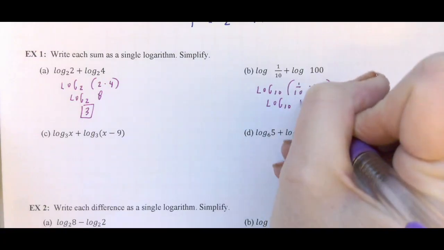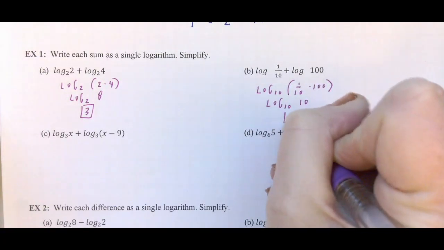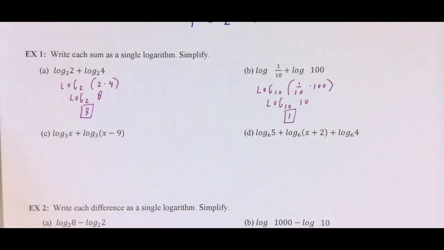Log base 10 of 10, right? We know that simplifies to just 1. And you don't have to write the base there. We know that it's there, right? Even when we don't write it, it's a common log.